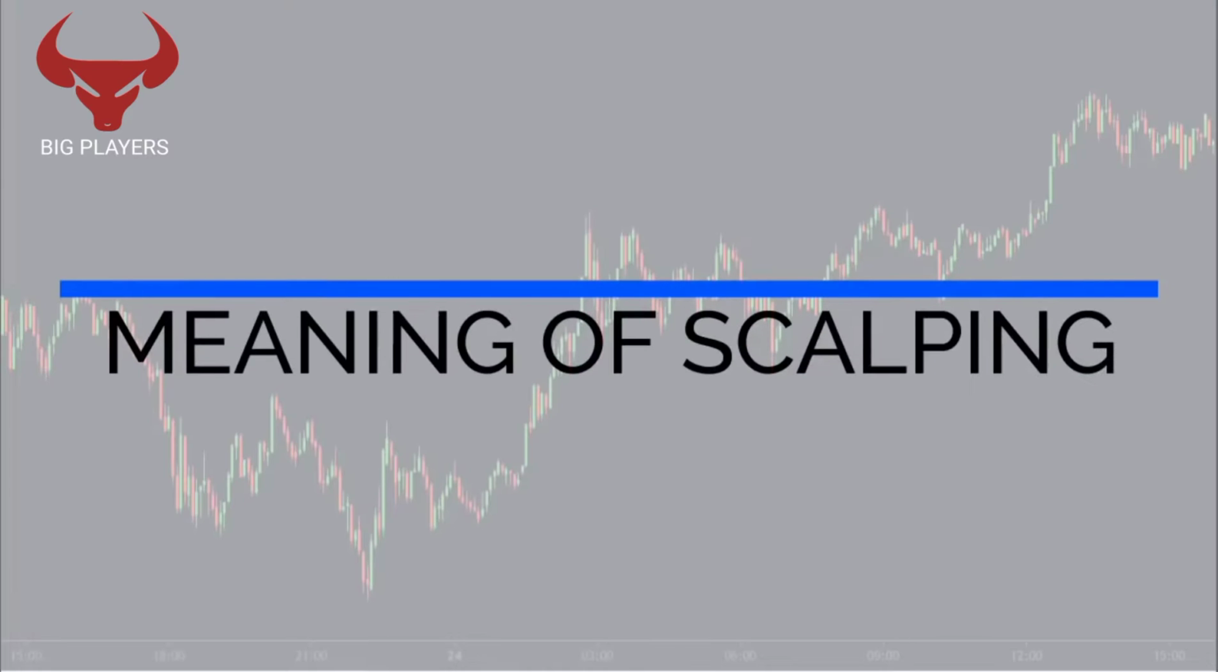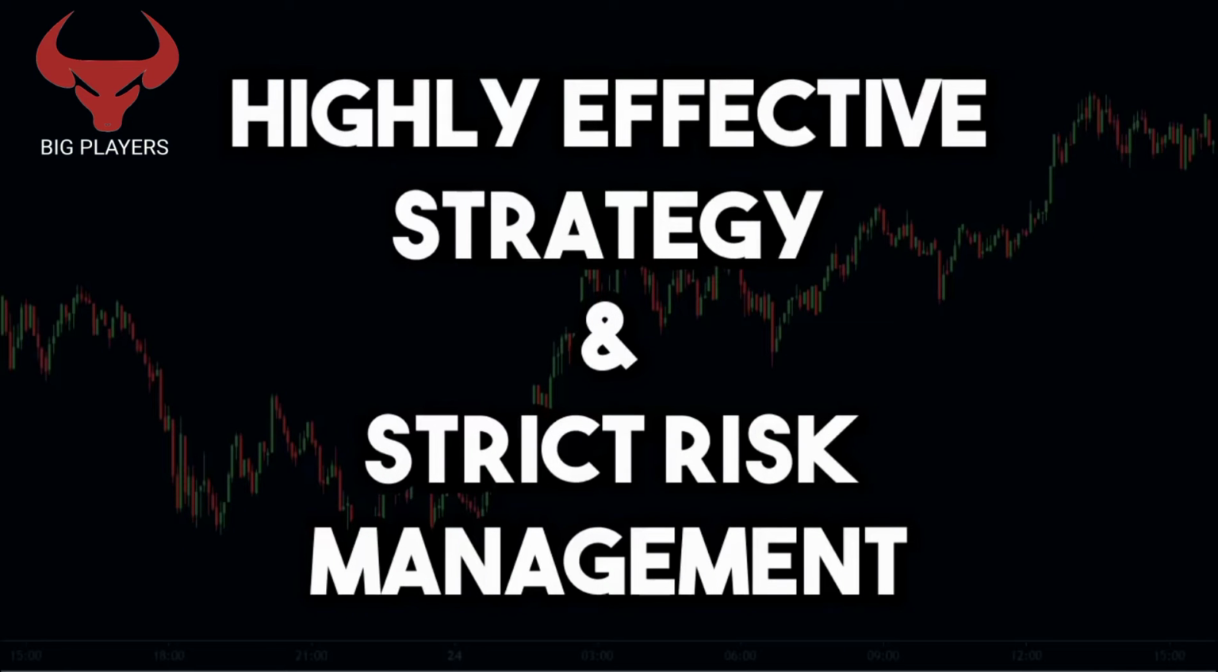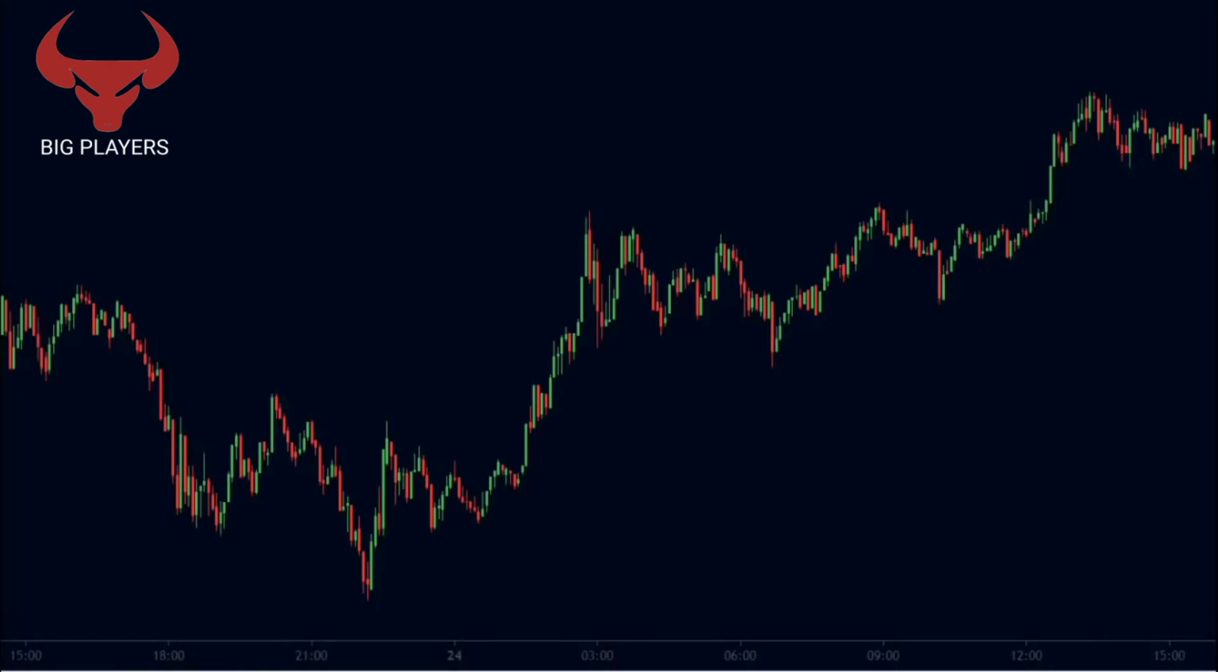First, let us understand the exact meaning of scalping. Scalping is one of the most difficult ways of trading. It requires a highly effective strategy and strict risk management. But the profit potential of scalping is unmatched by any other form of trading. Therefore, learning to scalp the markets can reap you rewards for the rest of your life.